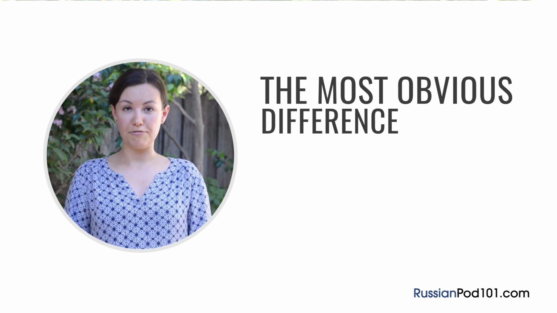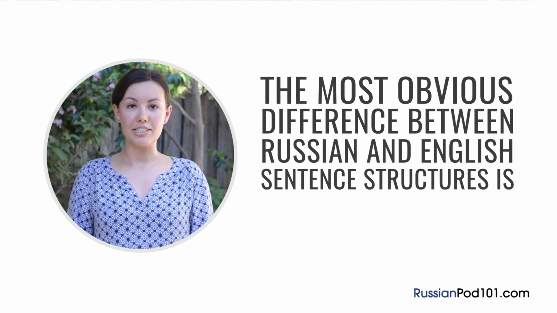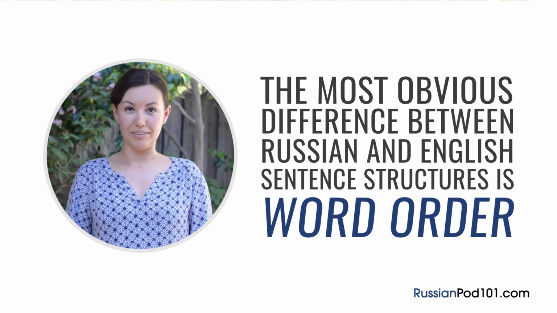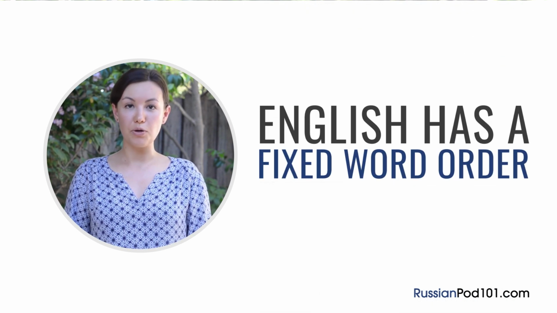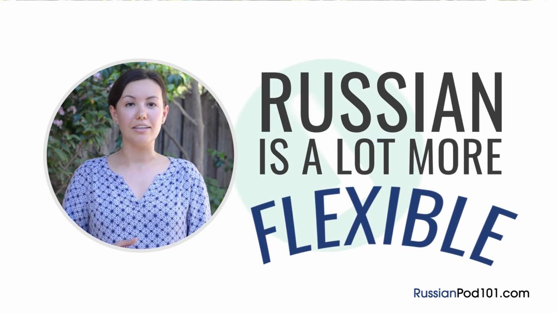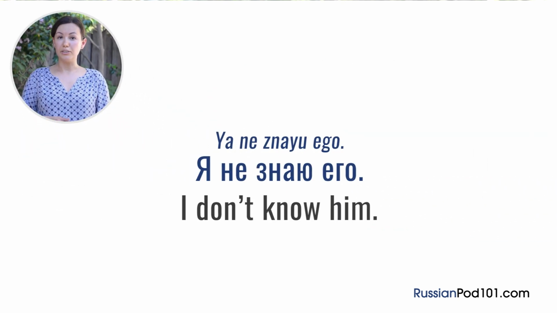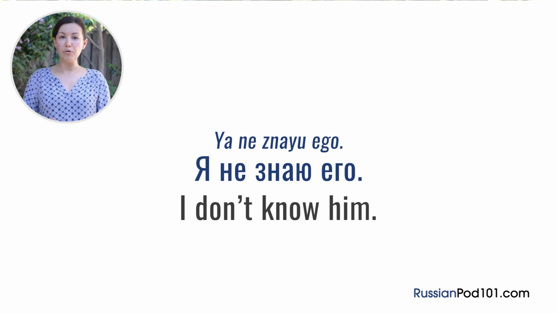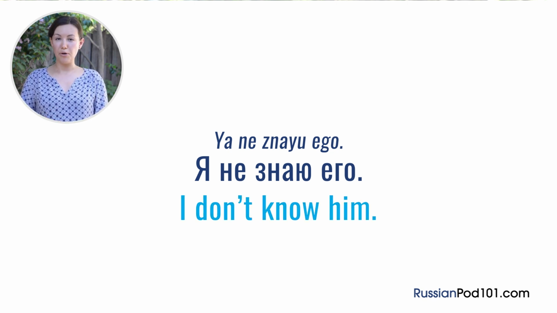The most obvious difference between Russian and English sentence structure is word order. English has a fixed order of subject, verb, and object. Russian is a lot more flexible. In Russian, you can place an object both before and after the verb. Take the sentence I don't know him.